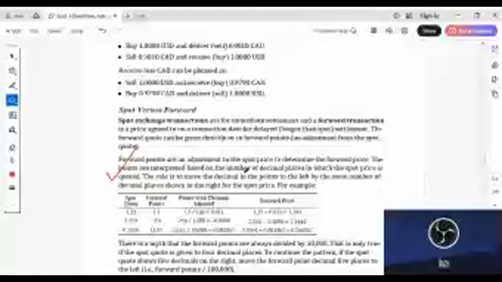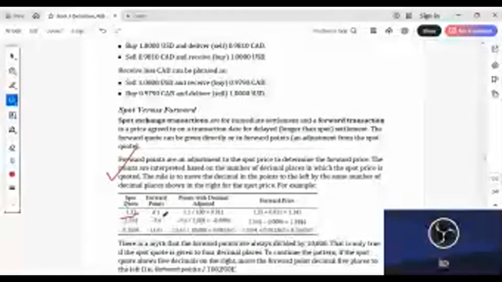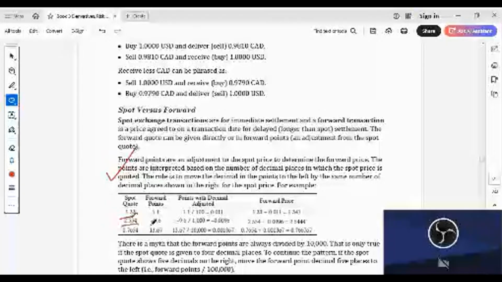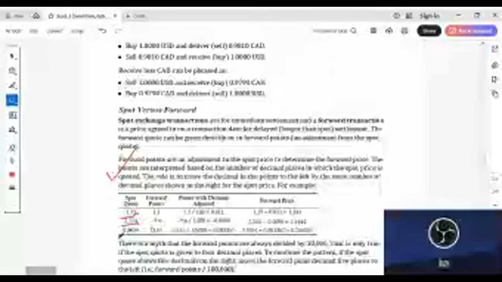We are saying that you have to look at the decimal places given in the spot quote. So suppose here 1.33, 2 decimals appear there. So when they say forward points 1.1, you have to divide that 1.1 by 100, because the spot points will be divided by, and here 10,000.